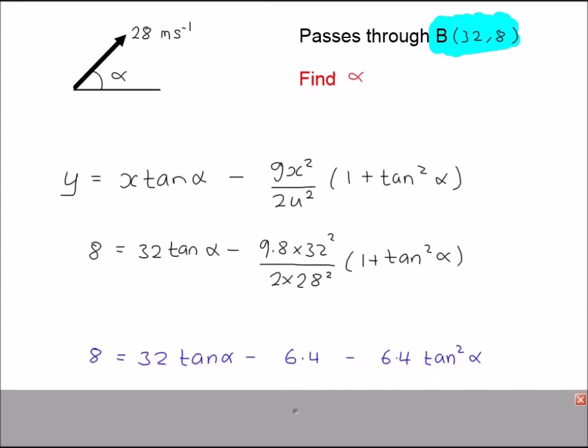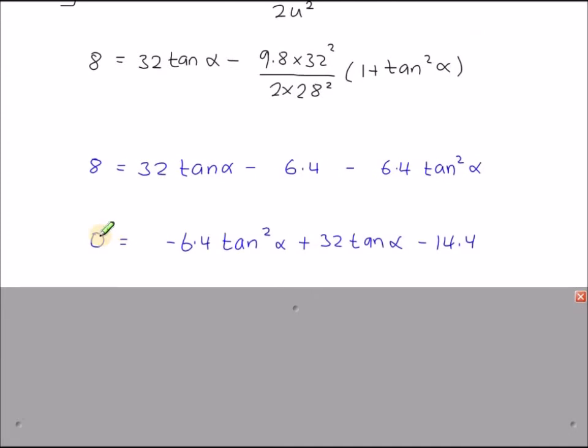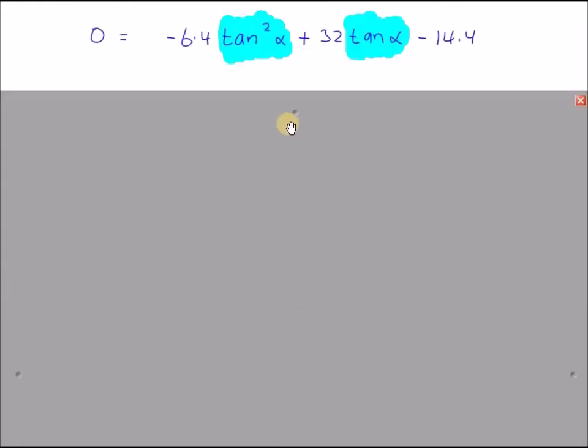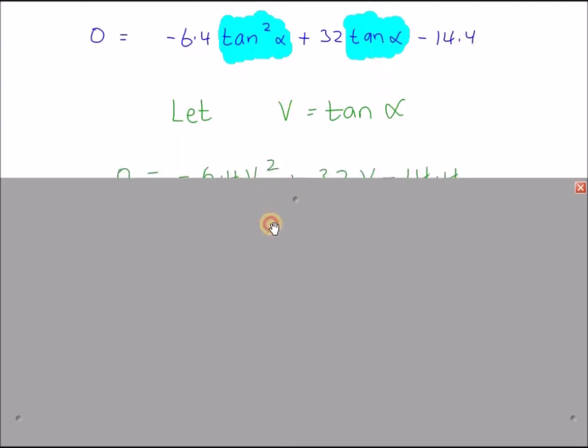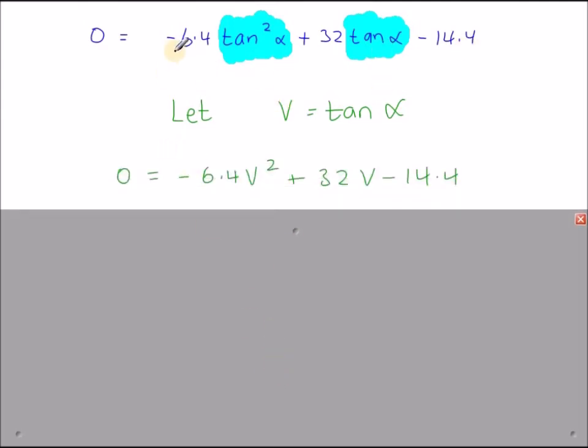simplify, rearrange the terms, so we have a tan squared term, then a tan term, then a constant. This is a disguised quadratic equation, so if we let v be equal to tan alpha, this equation can be rewritten as the minus 6.4. This would become v squared plus 32 times v minus 14.4.